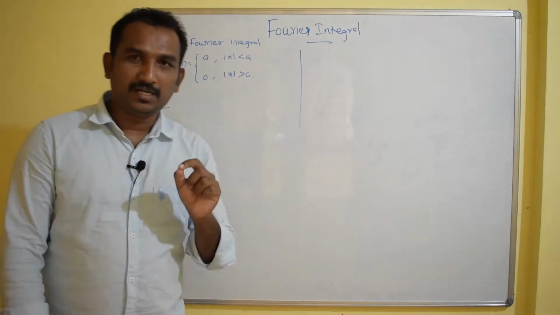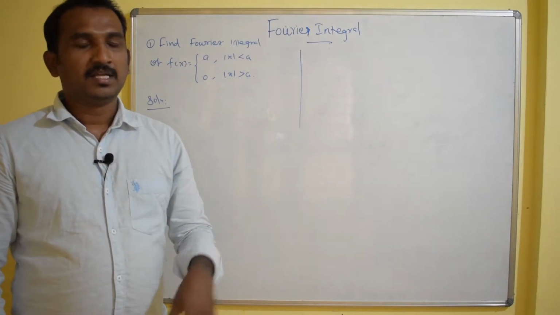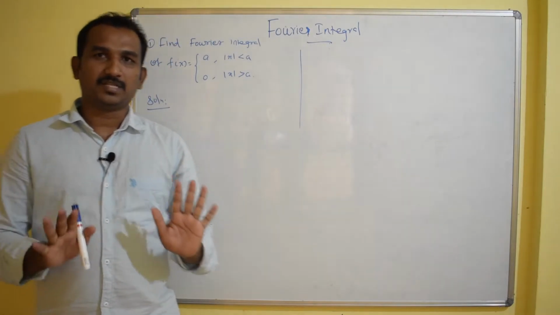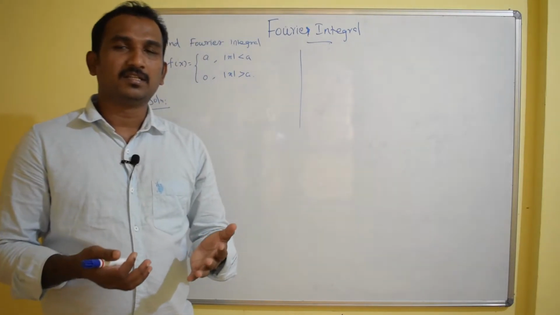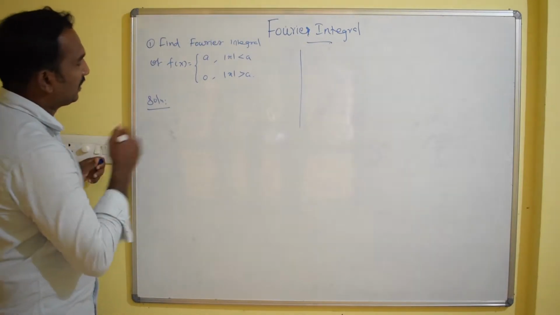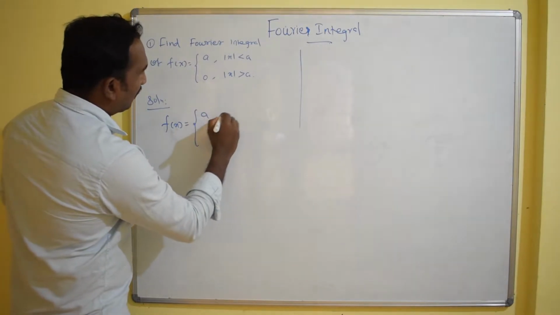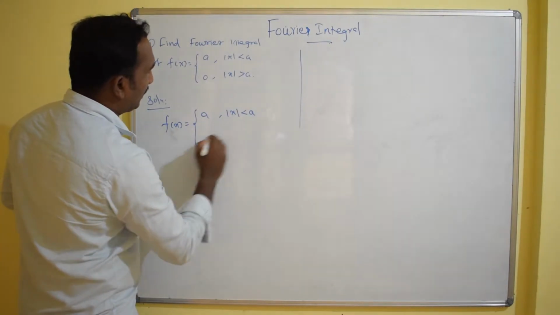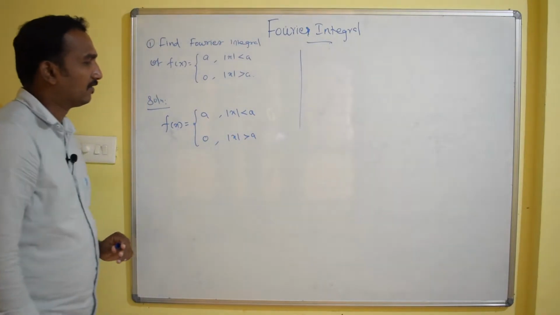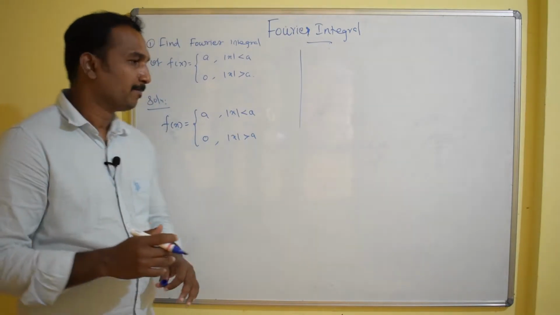First thing, we need to verify whether the given function is an even function or an odd function. If it is an even function, I think we all know we need to use the Fourier cosine integral. If it is an odd function, then we need to use the Fourier sine integral. So the given function, let us take f of x is equal to a when modulus of x is less than a, 0 when modulus of x is greater than a, right? We know how to verify whether the function is even or odd, right?